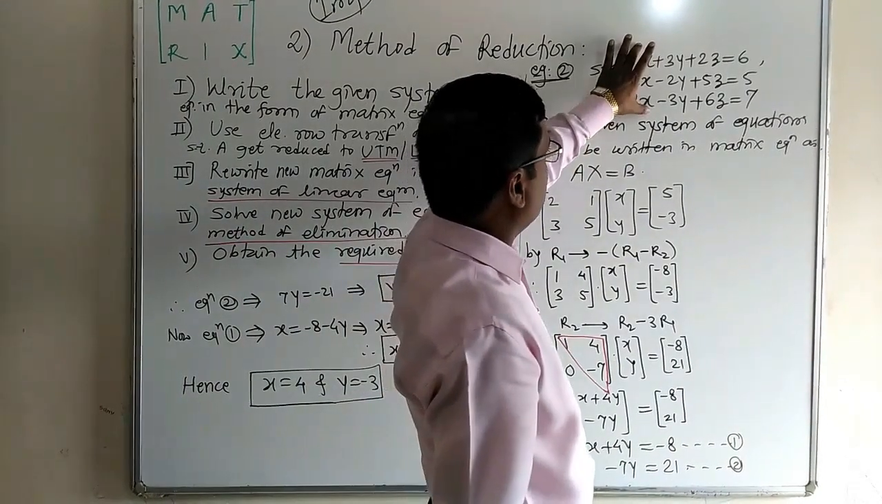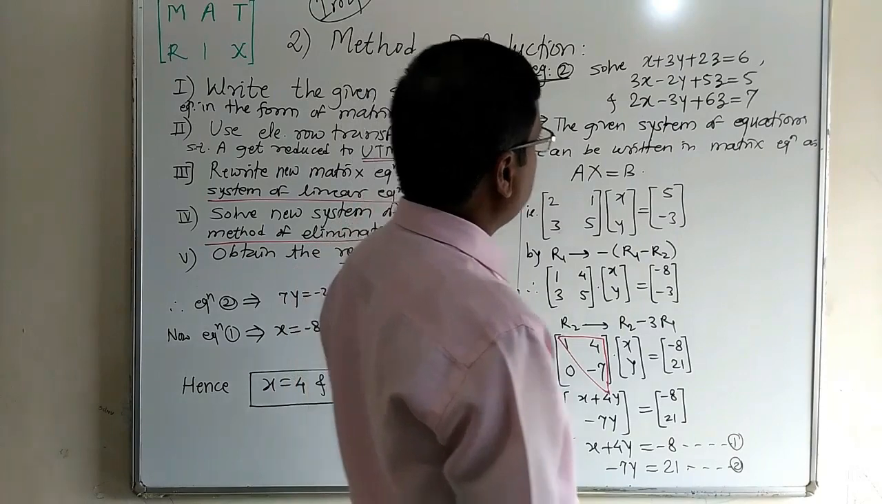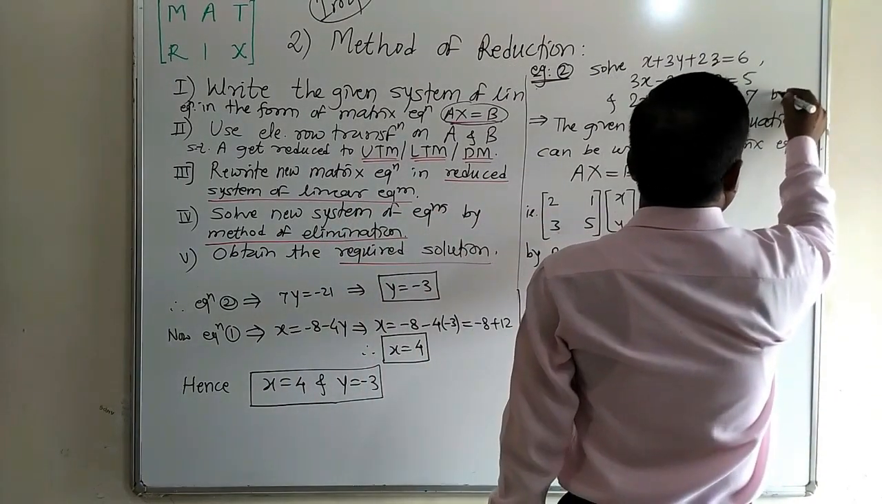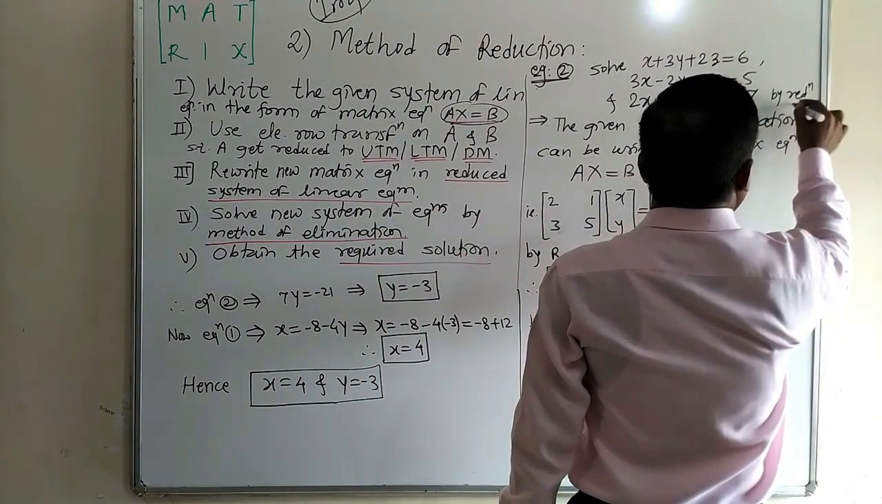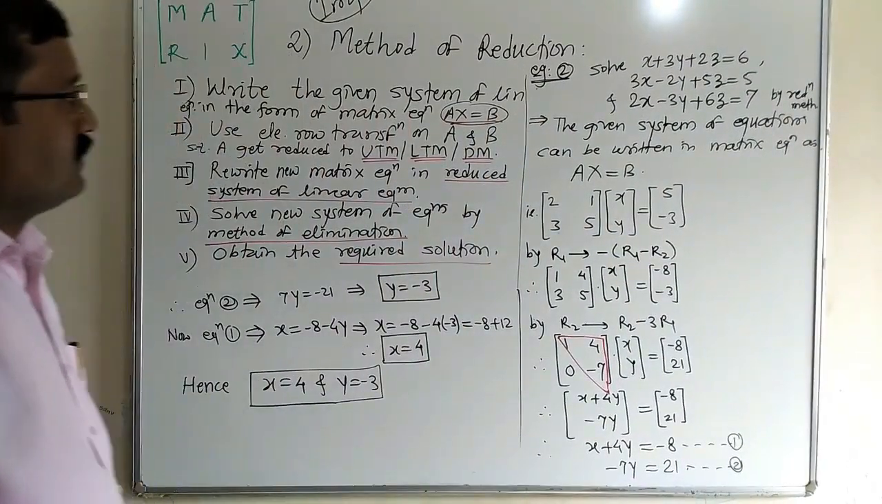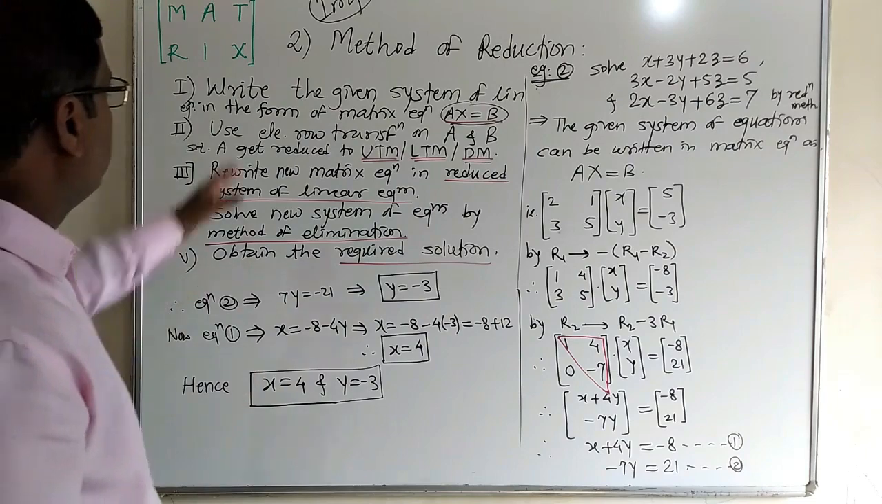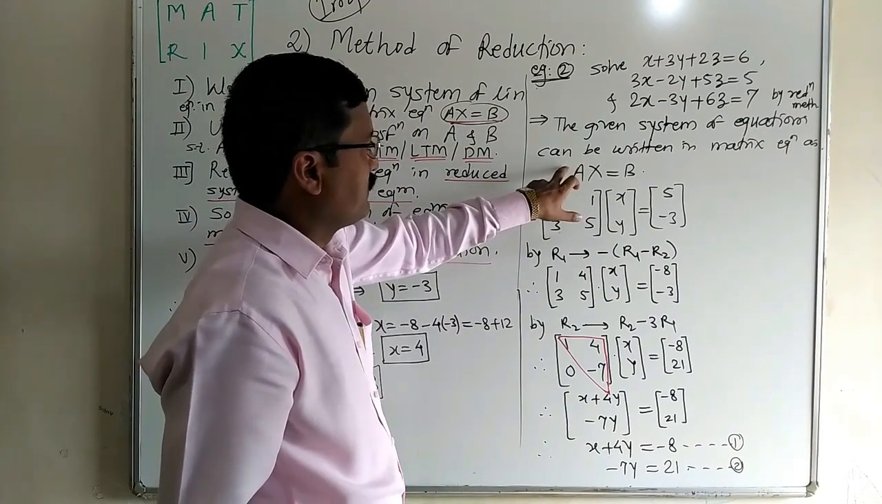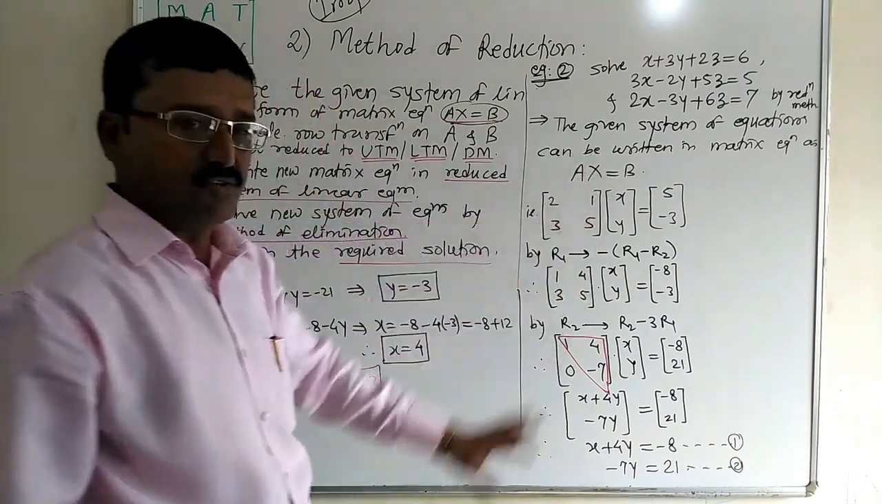Whenever these 3 equations are given, obviously by the reduction method of matrices, let us follow the first step: write the given system of equations in the form of a matrix equation as Ax equal to b.